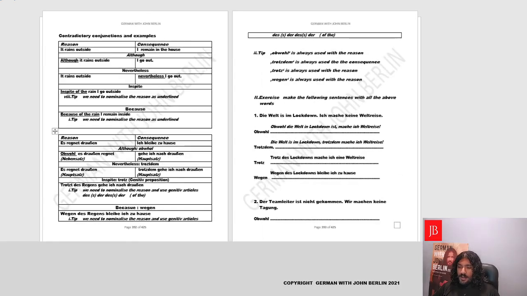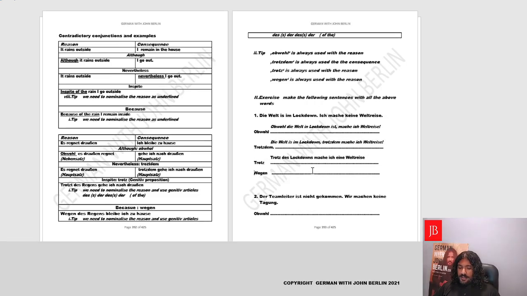Okay. Now we've already had a look here, obwohl, and we also found it by ourselves that obwohl is used with the reason, trotzdem is the only one which is used with the consequence. Trotz and wegen are also used with the reason. So we get started and we have a sentence here. We'll try to make this in all the 4 forms. Let me delete this so that we could do it ourselves.